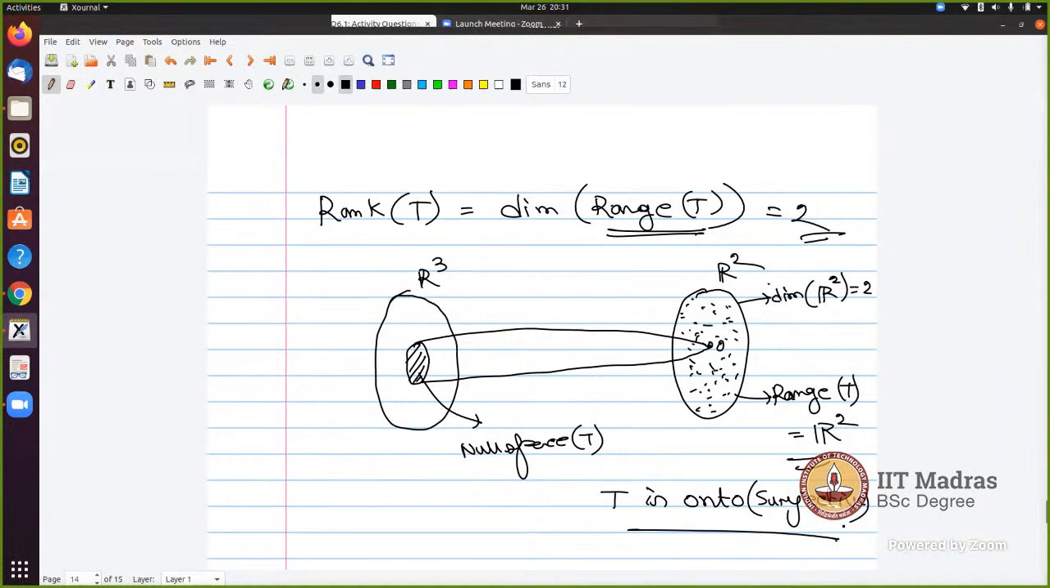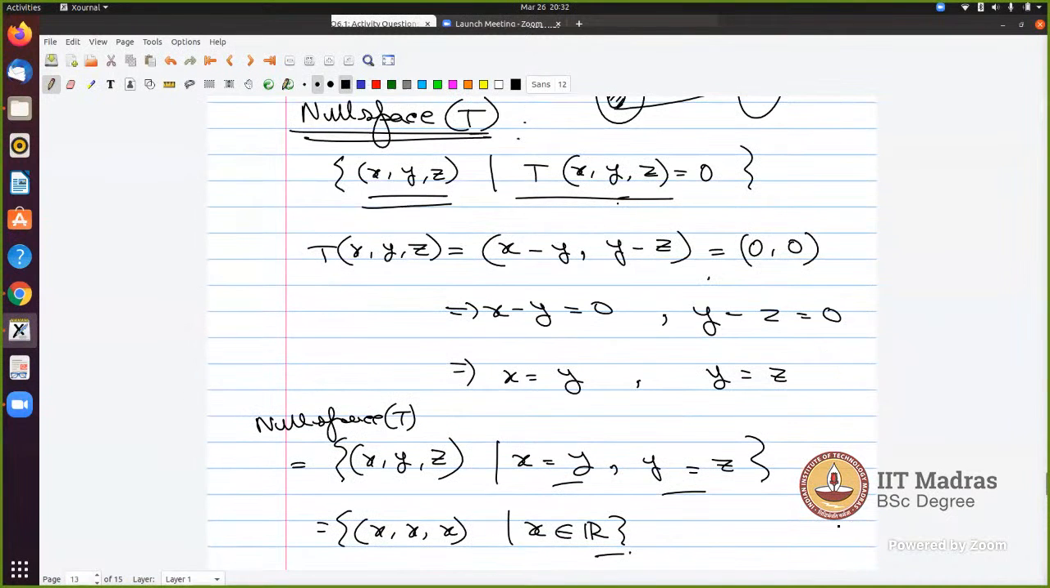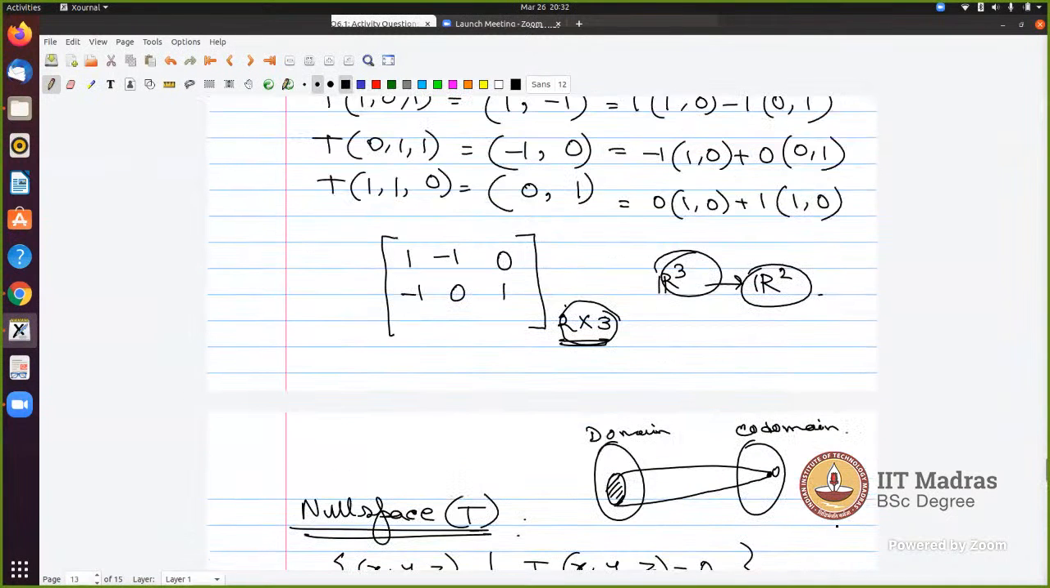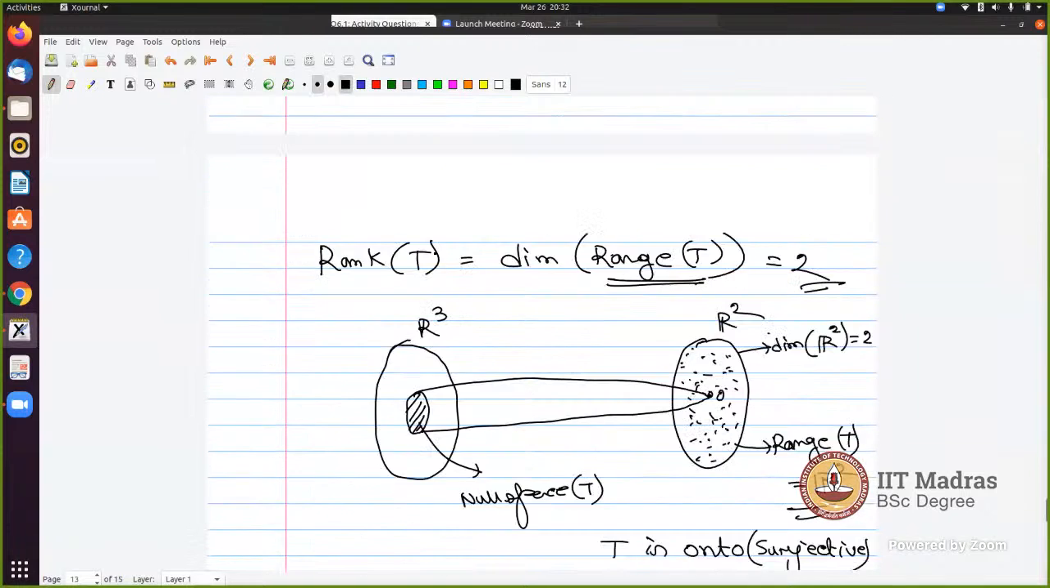Clear? This is clear? Yes, sir. Okay. Now go back to this matrix we have come across. So this is the matrix representation of T. So then explain the onto again, that's confusing. The onto one.